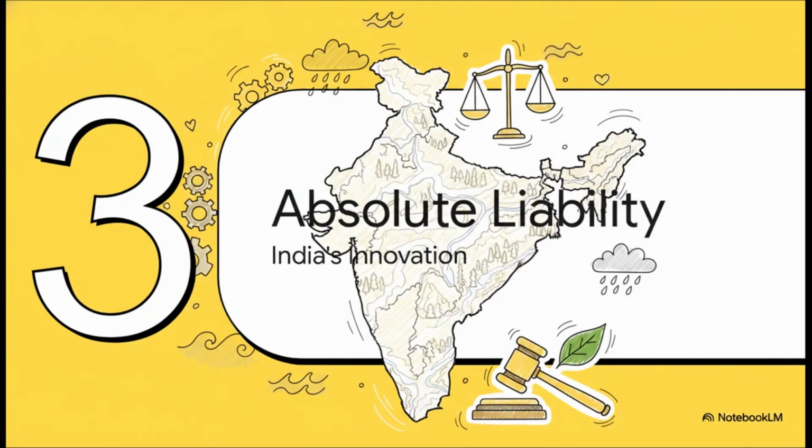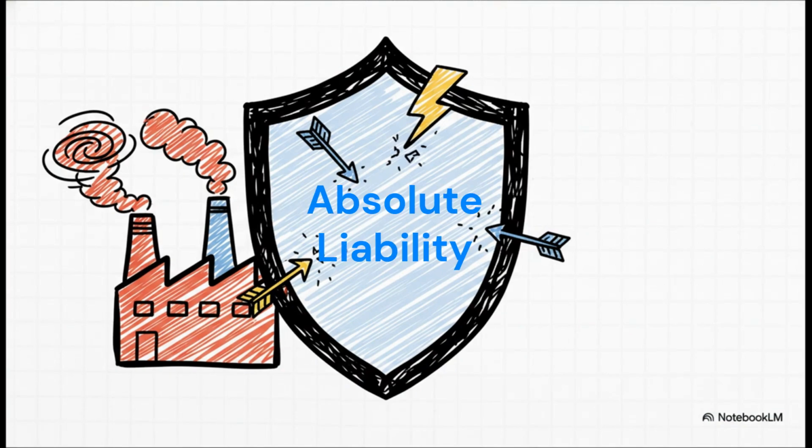As industries became more advanced and, frankly, more dangerous, Indian courts took a look at strict liability with all its loopholes and exceptions and decided it just wasn't cutting it anymore. So they created something far more powerful: the doctrine of absolute liability. Okay, so what is absolute liability? You can think of it as strict liability on steroids. If a company is doing something hazardous, say working with toxic chemicals, there are absolutely no exceptions.